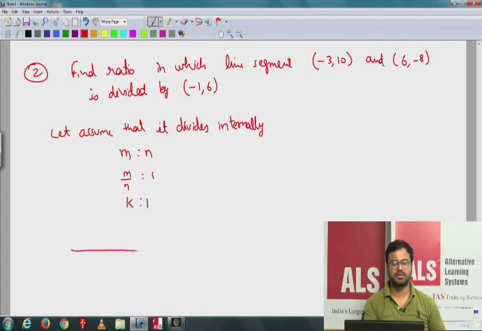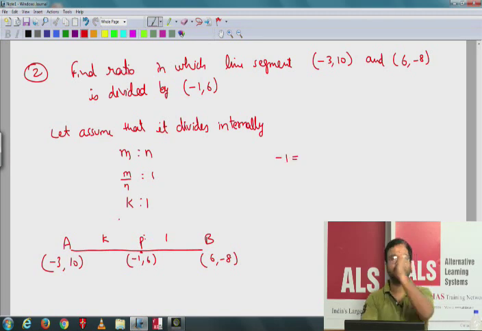So let us draw this diagrammatically. This is minus 3 comma 10 on the left side, 6 comma minus 8 on the right side. There is a point which is minus 1 comma 6 and the ratio is k ratio 1. Now how can we relate that? Let's say this is A, this is B and this is P. The x coordinate of point P, which is minus 1, is equal to left side ratio multiplied by the right side x value, so k multiplied by 6, which is 6k, plus 1 multiplied by minus 3, over k plus 1.